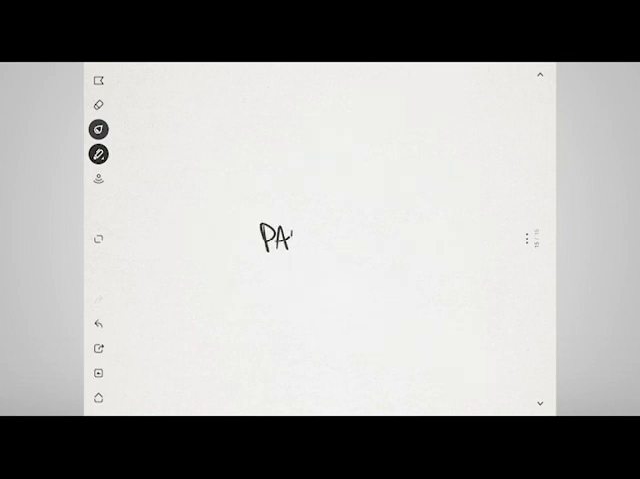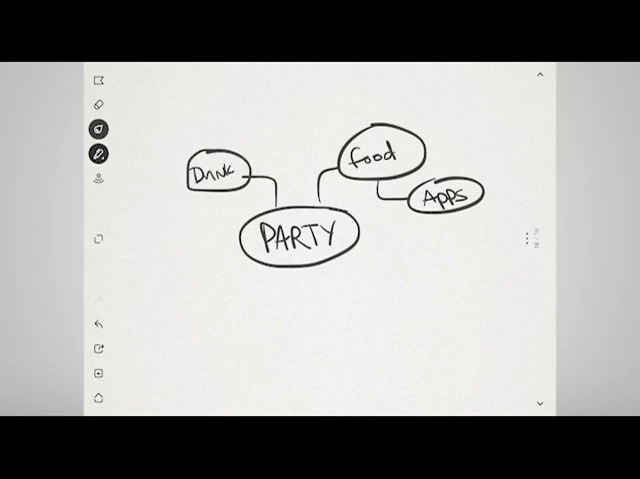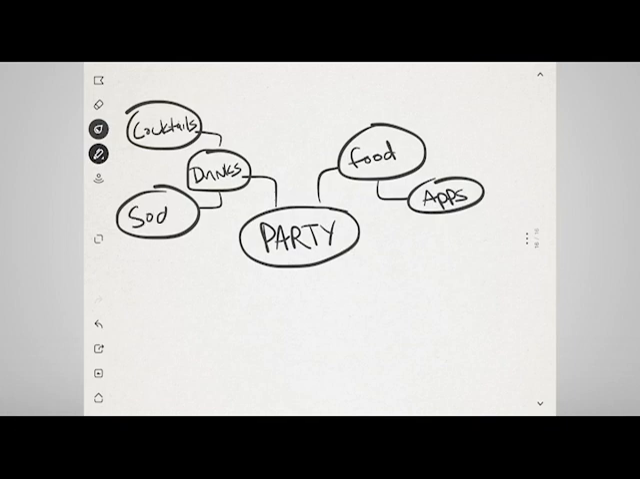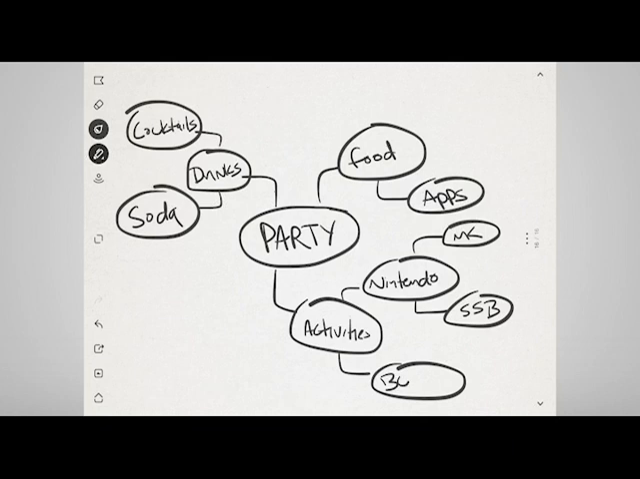A really simple example could be a mind map of planning a party. The main topic is a party, and a party could require food, drinks, and activities. Maybe for food, you want to do appetizers, and you want to have meat and vegetarian options. For drinks, you want to have signature cocktails and standard soft drinks. For activities, you want a Nintendo for Mario Kart and Super Smash Bros. tournaments, and board games for people who don't play video games.